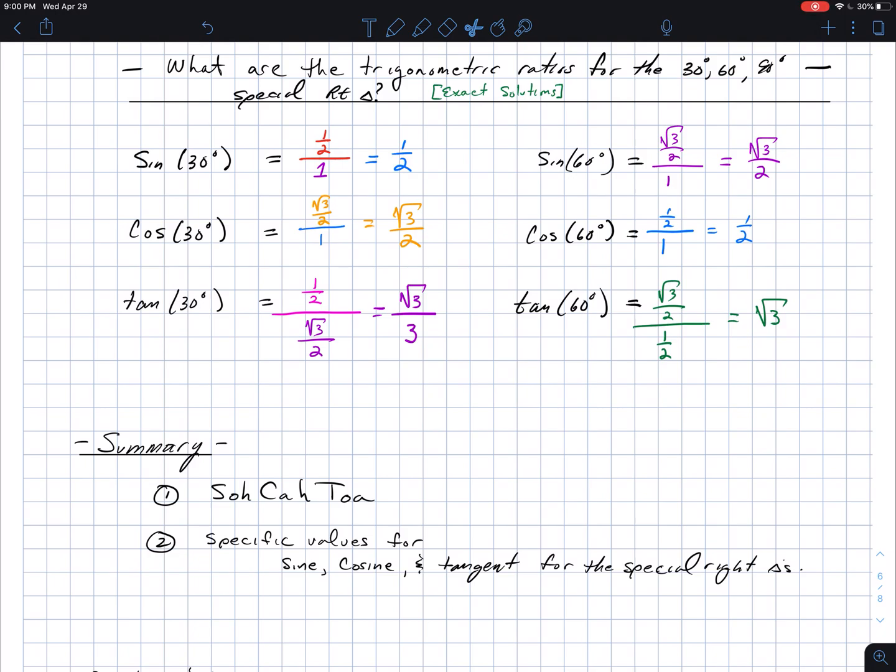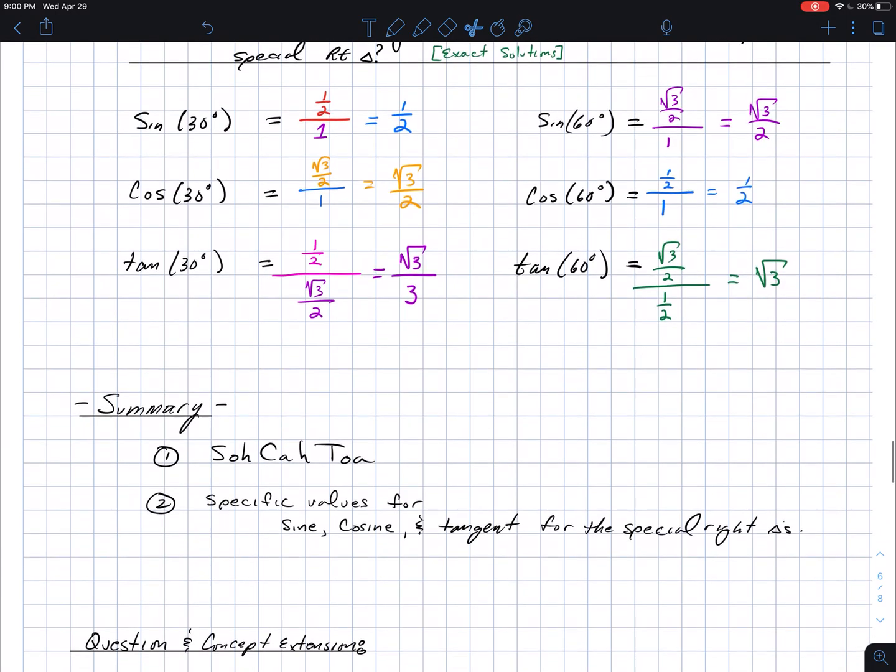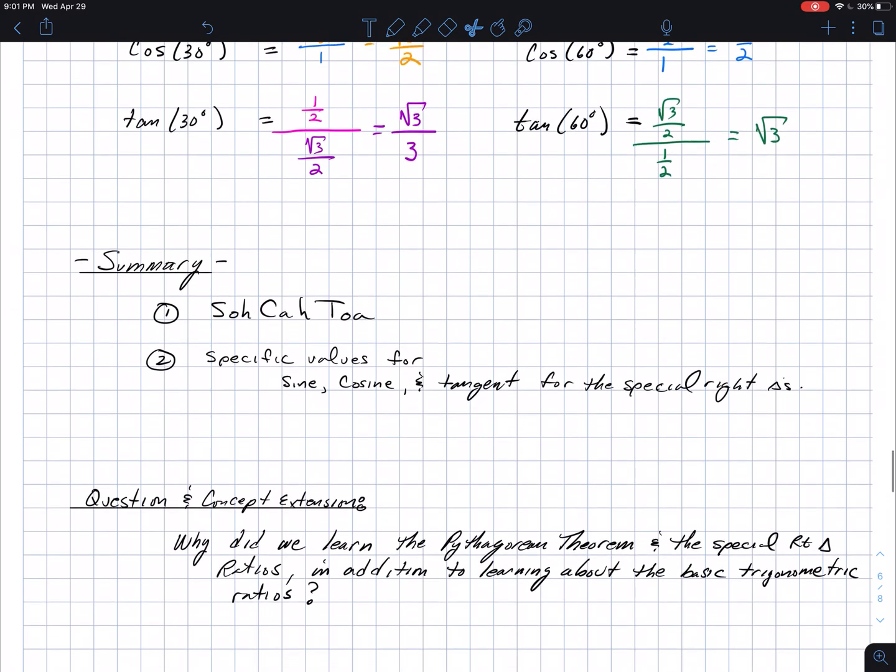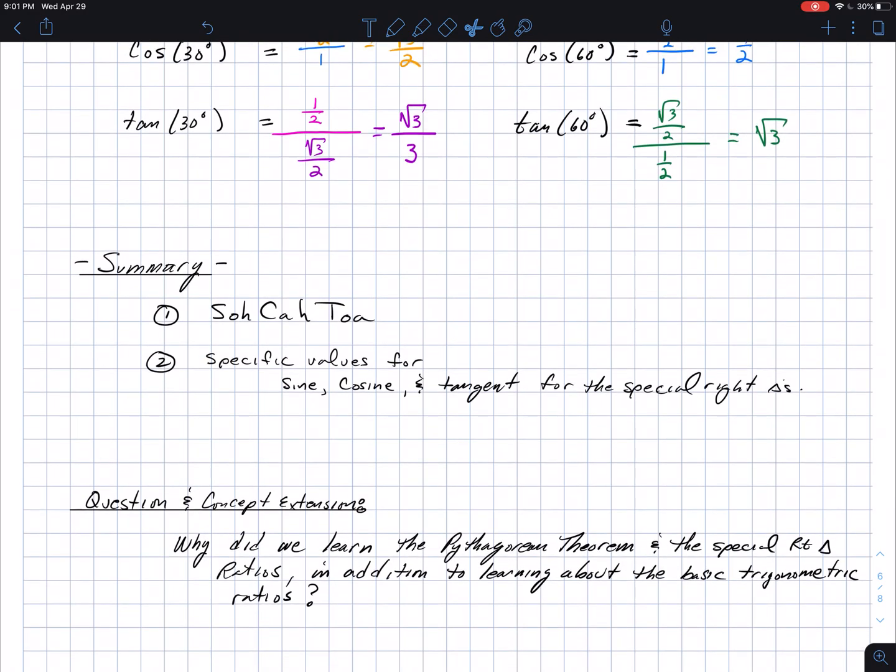So, now that we have all of this information, even more information, right? Why did we learn the Pythagorean theorem and the special right triangle ratios in addition to learning about the basic trigonometric ratios so far? Just to find sides, no less.